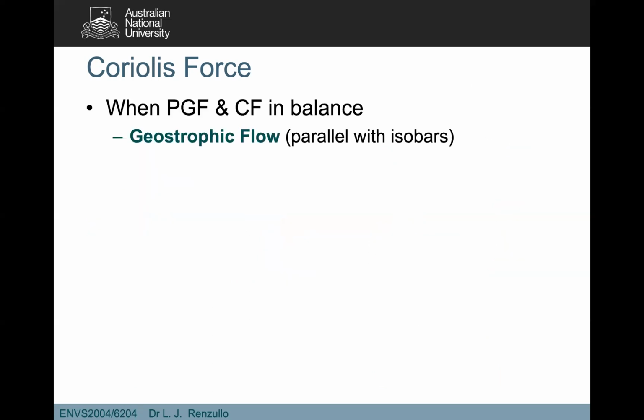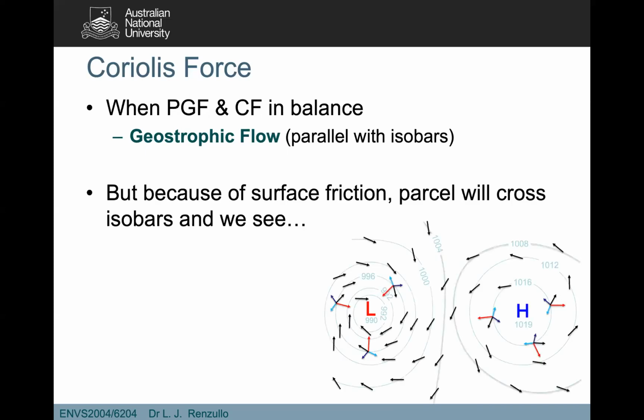When pressure gradient forces and Coriolis forces are in balance, when they equalize each other, you have what's called geostrophic flow. Geostrophic flow is flow of air parallel to isobars. But because there's surface friction, we don't see columns of air just spinning endlessly around a pressure cell. We see an eventual equalization, but it persists for a while.